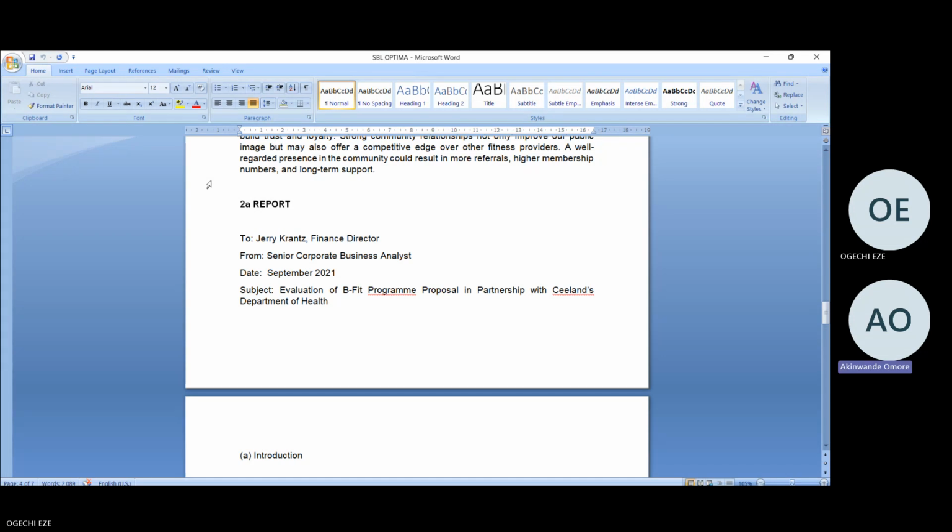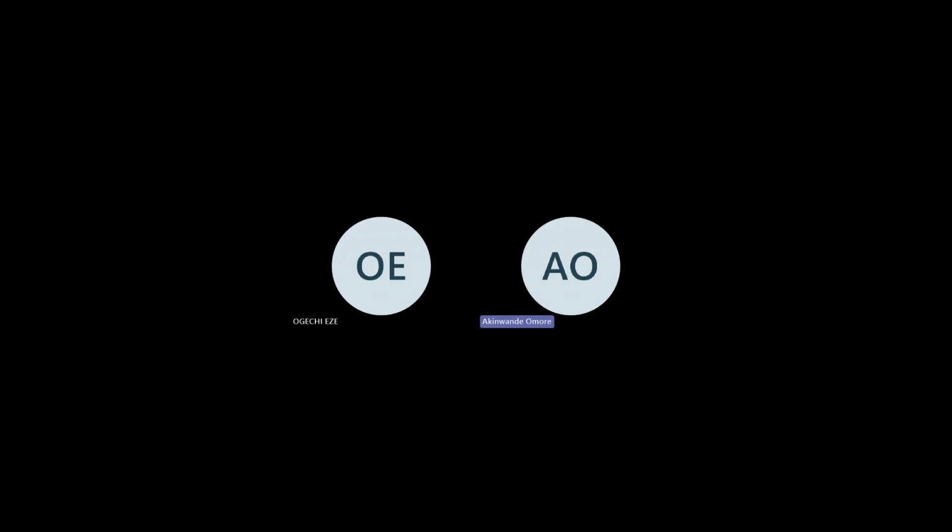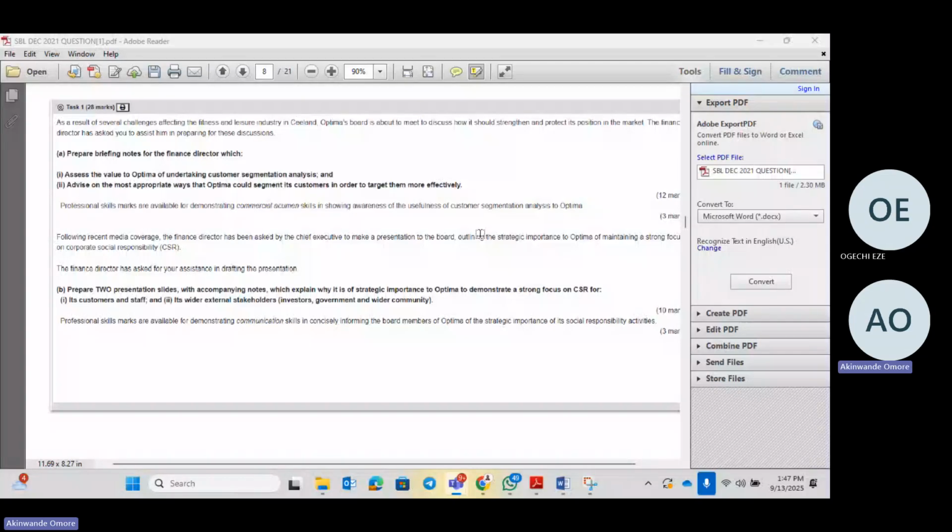Or is that the best way for me to go with you? Okay, let me share my screen. Can you see my screen? Let me stop sharing. No, no need to stop sharing. I can see it. So let me first of all let you understand.